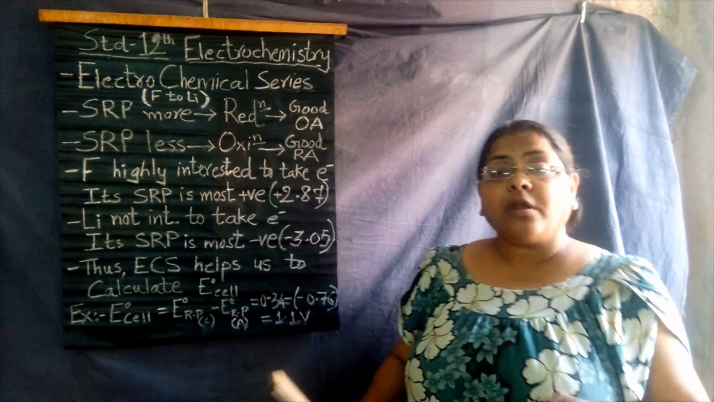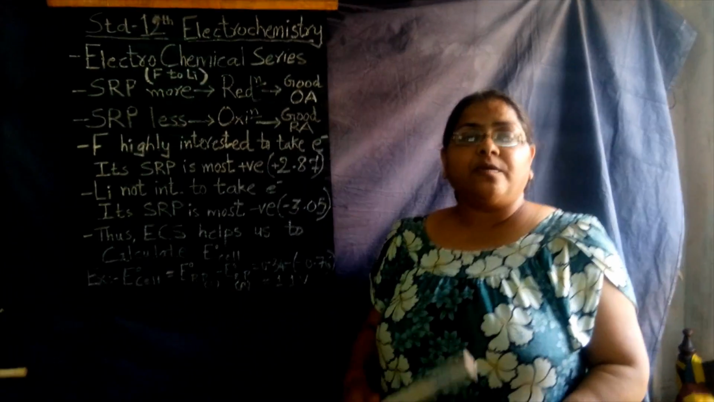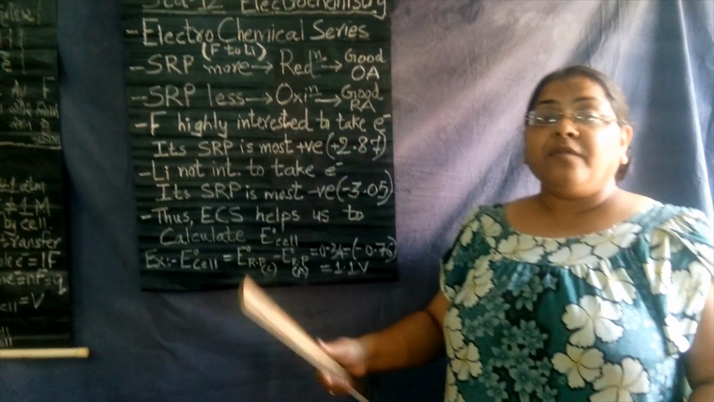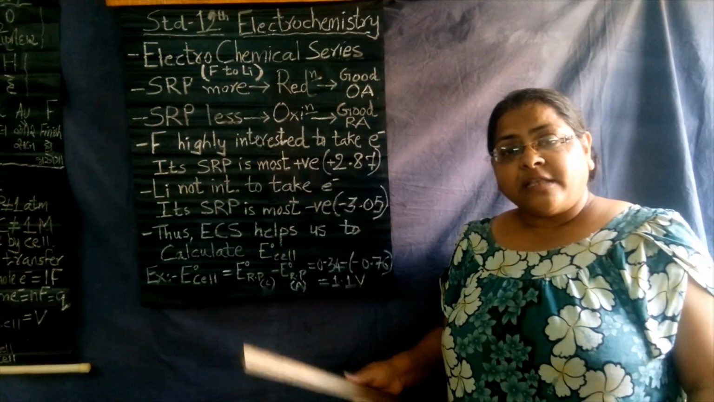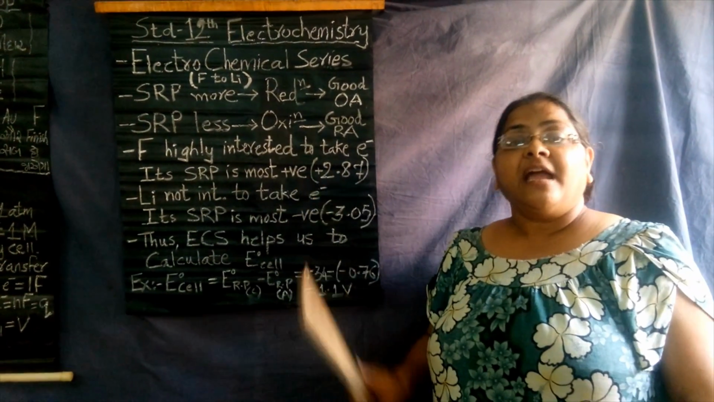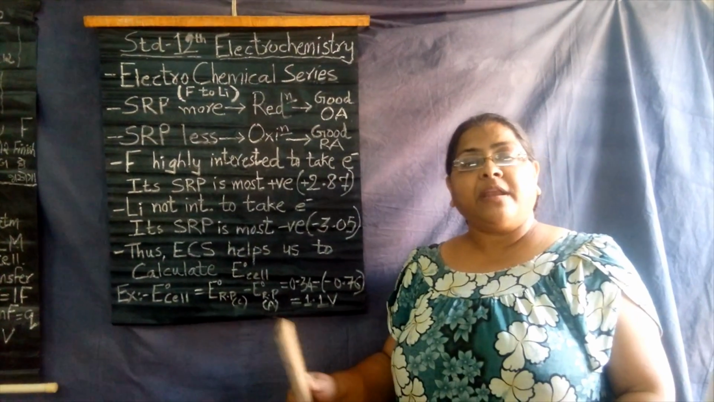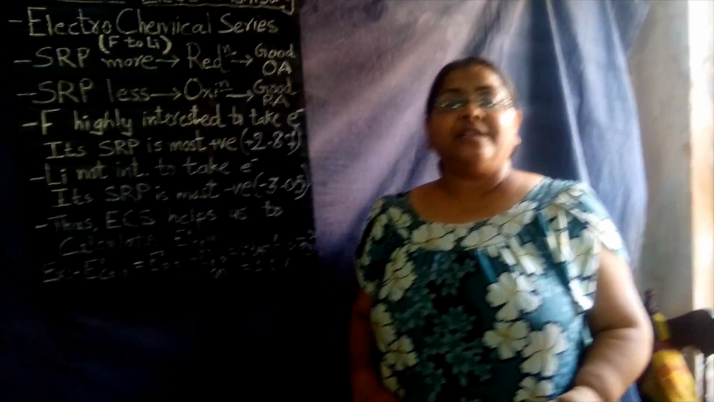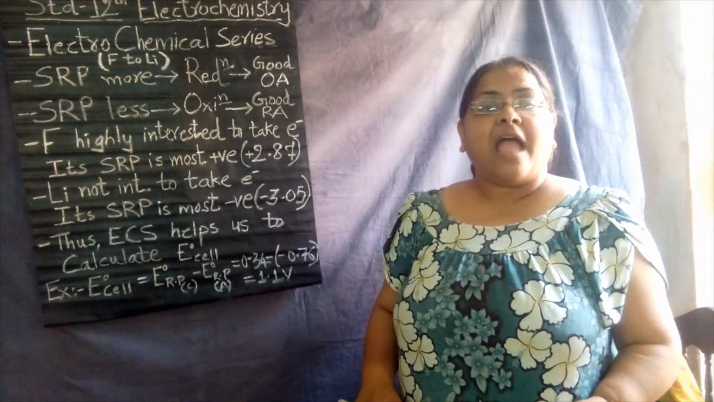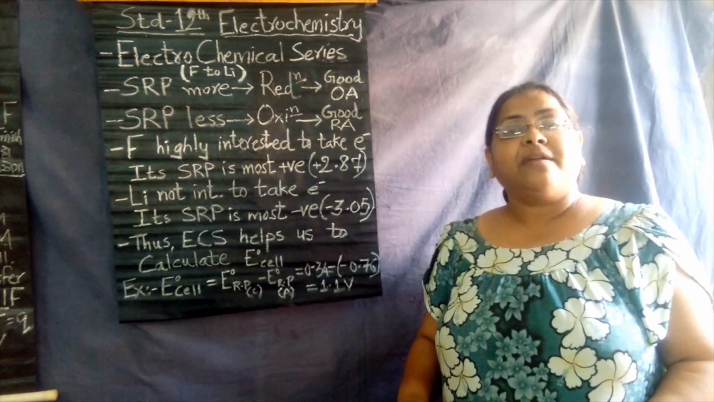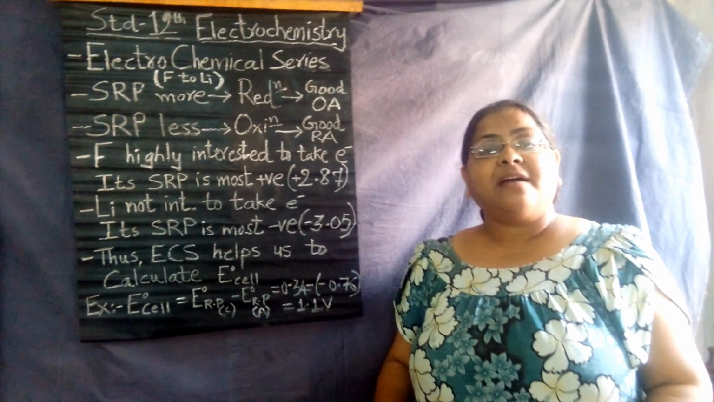But for our knowledge, of which one is the good reducing agent and which one is the good oxidizing agent, we will also go through the electrochemical series trick once, on how to remember it. As you already learned in 10th standard how to remember the reactivity series of metals, here I will help you remember the electrochemical series by tricks.